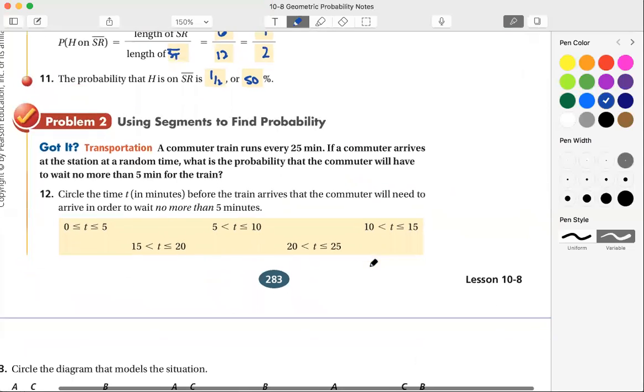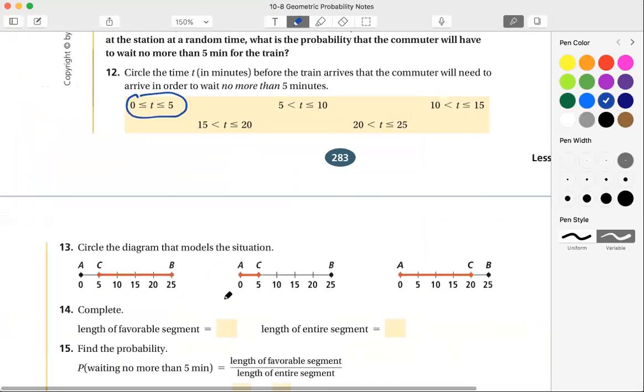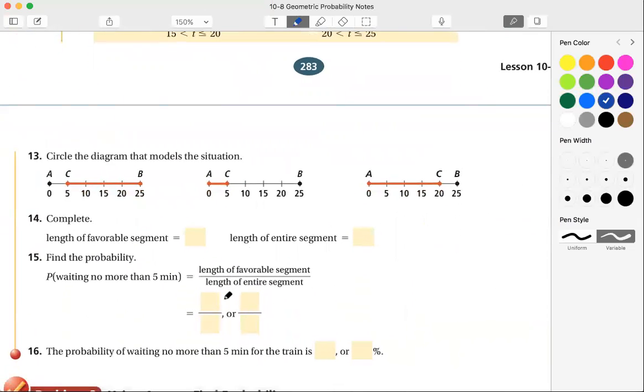A commuter train runs every 25 minutes. If a commuter arrives at the station at a random time, what is the probability the commuter will have to wait no more than 5 minutes for the train? Circle the T in minutes before the train arrives that the commuter will need to arrive in order to wait no more than 5 minutes. Well, this is the probability statement we want, no more than 5 minutes. Circle the diagram that models this situation.